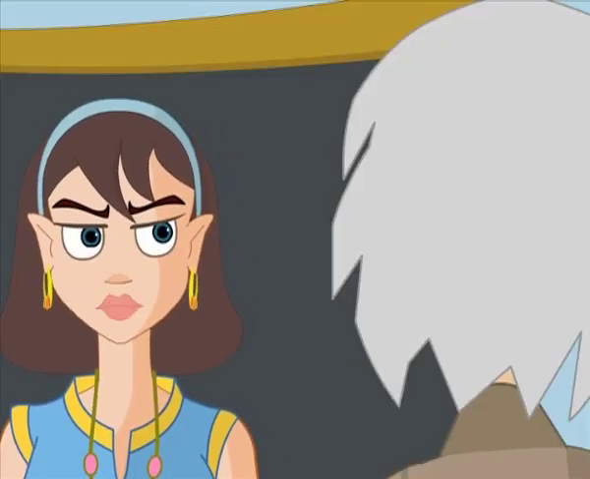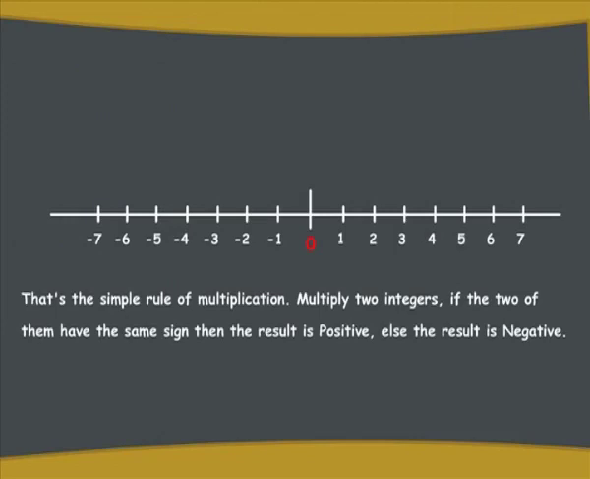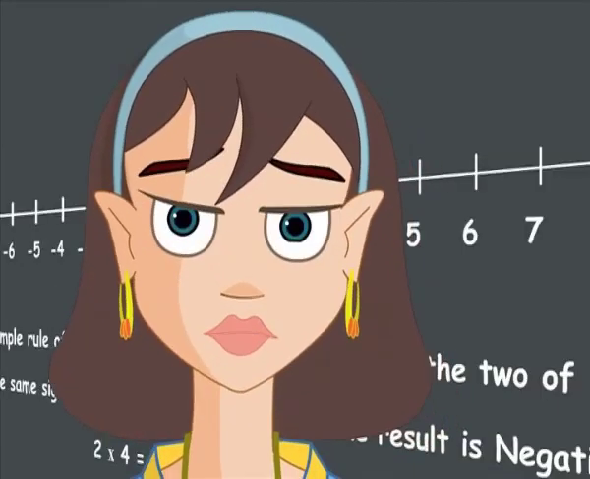Why is negative into positive a negative number? That's the simple rule of multiplication. Multiply 2 integers. If the 2 of them have the same sign, then the result is positive. Else the result is negative. Why?